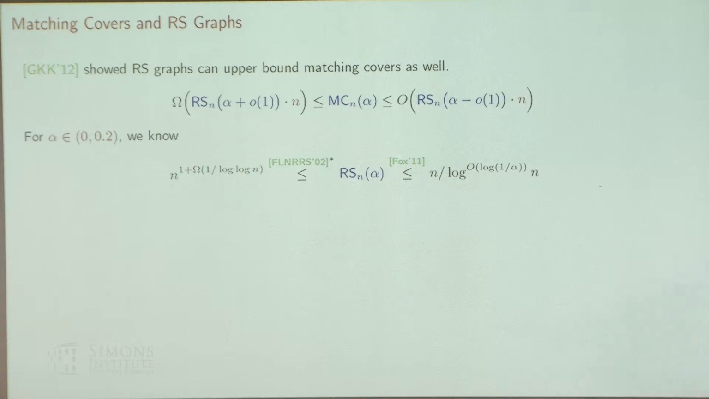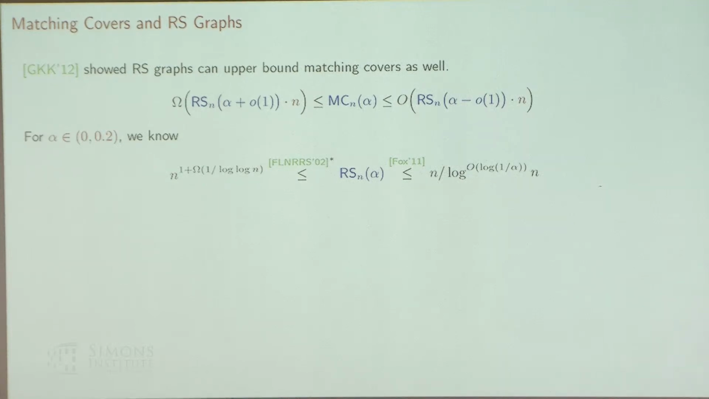So RS graphs have been studied quite extensively for various applications, and people care a lot about them from various domains, but we don't actually know much about them. From the lower bound side, a nice result of Fischer et al. from Stuck 2002 shows that the number of matchings in an RS graph can be more than polylog n. This is n to the 1 plus 1 over log n. And for the upper bound, the triangle removal lemma of Fox from 2011 shows that the upper bound is n over log n iterated log of 1 over alpha times.